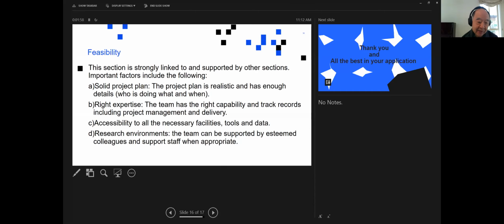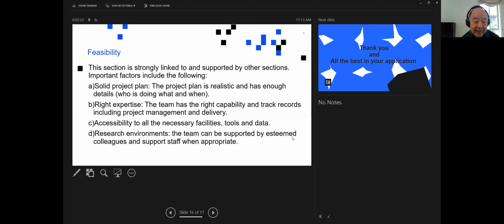So the team has the right capability and track record, including project management and delivery track records. If you can say that the team has worked together, or we have delivered some projects, then the project will be well managed, in time and to budget.